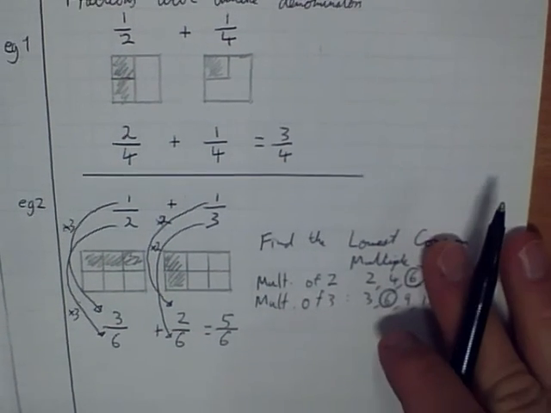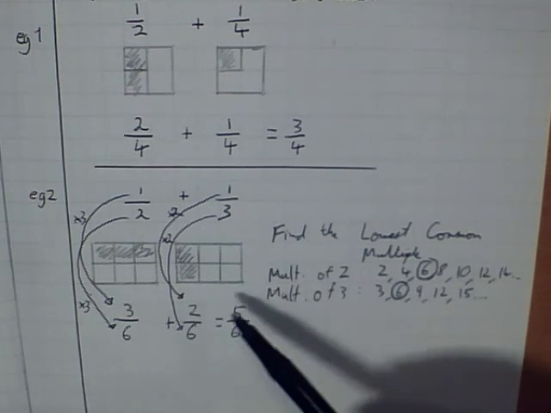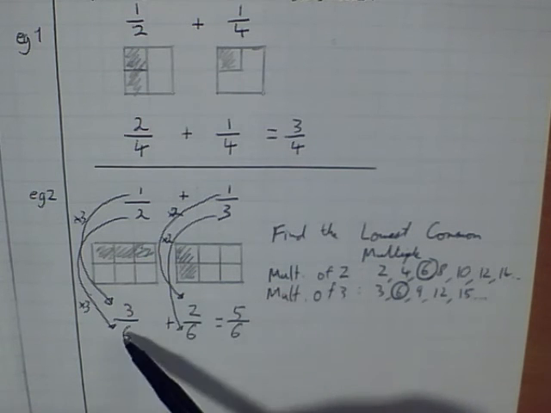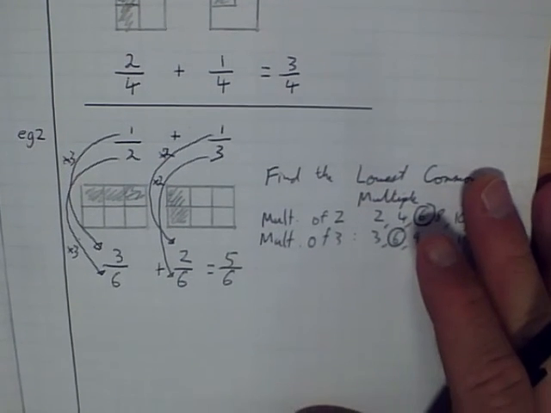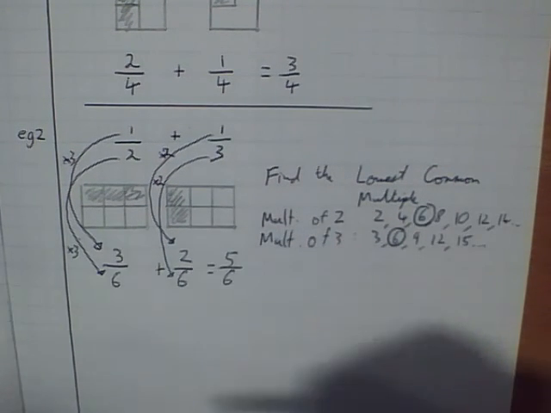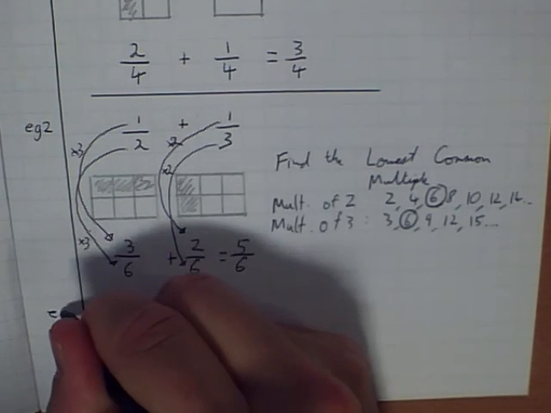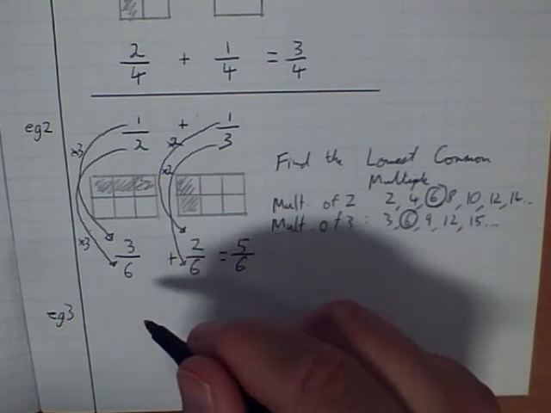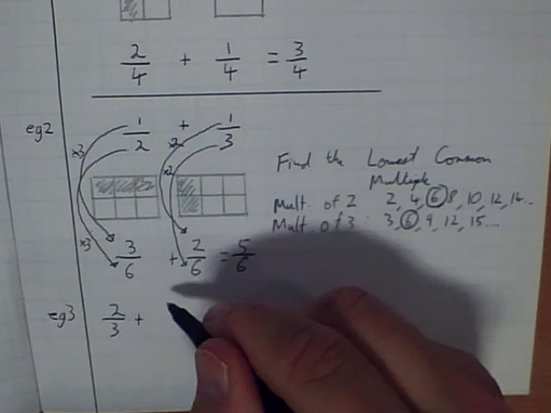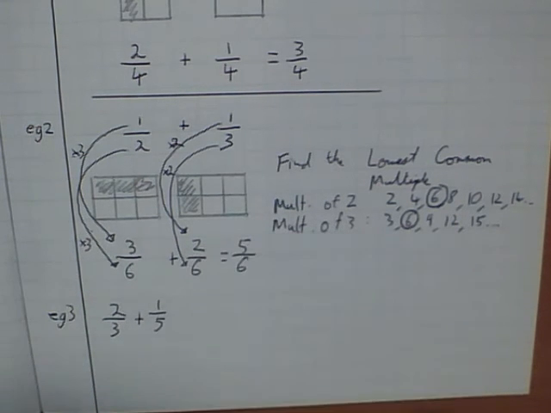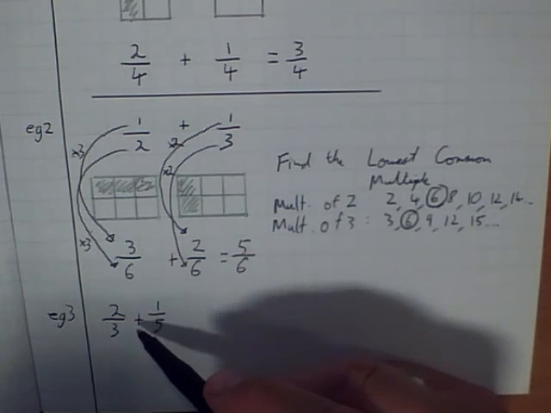I'm going to show you 2 more examples of this, this time without the diagrams. So e.g. 3, let's take 2/3 plus 1/5. Right, so what I'm going to do is I need to find out the lowest common multiple of 3 and 5. So what number is in both, the lowest number that's in both the 3 and the 5 times table? Well, one fairly easy way to do it is to take the larger number usually and just start multiplying that and see if it's in the 3 times table.